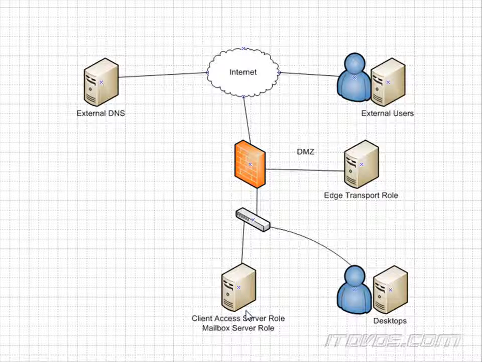But whether we install these roles on the same physical server or two separate servers, they're going to function the same. So there are separate processes that are running for the Client Access Server role on this server that accept the connection from our Outlook client, for example, and then those processes will talk to the Mailbox Server role processes on this server, and then the Mailbox Server process will talk back to the Client Access Server processes and then talk back to the desktop or the client.